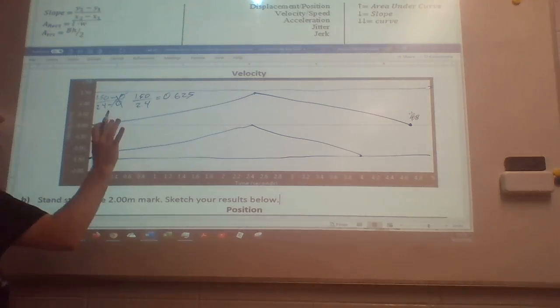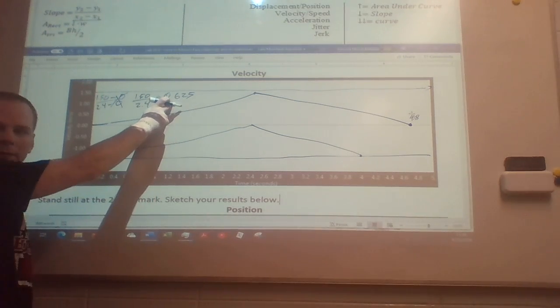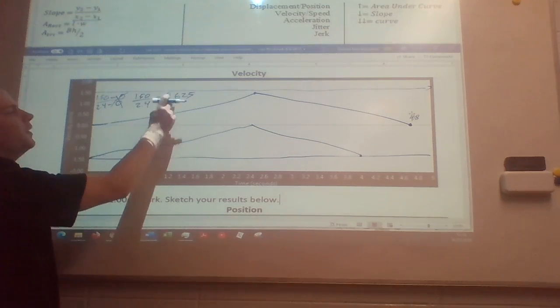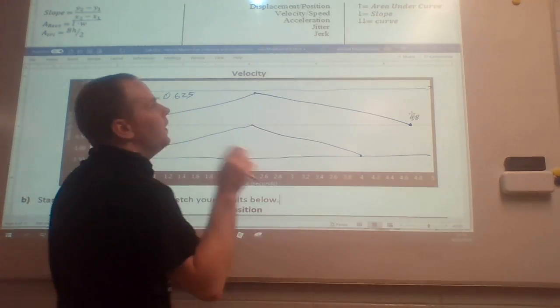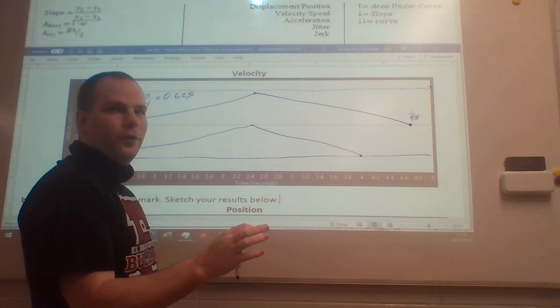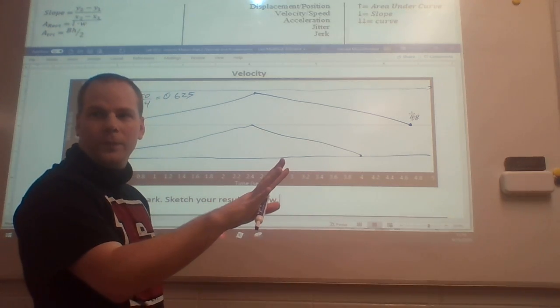So now, is this positive or negative? I don't know why I started talking to the class, but yeah. Since this is positive, it indicates that our acceleration is positive. If the acceleration is positive, then our acceleration is away from the detector.